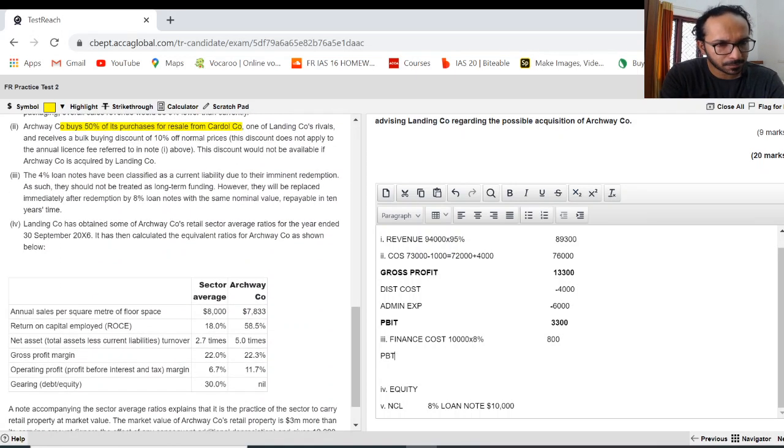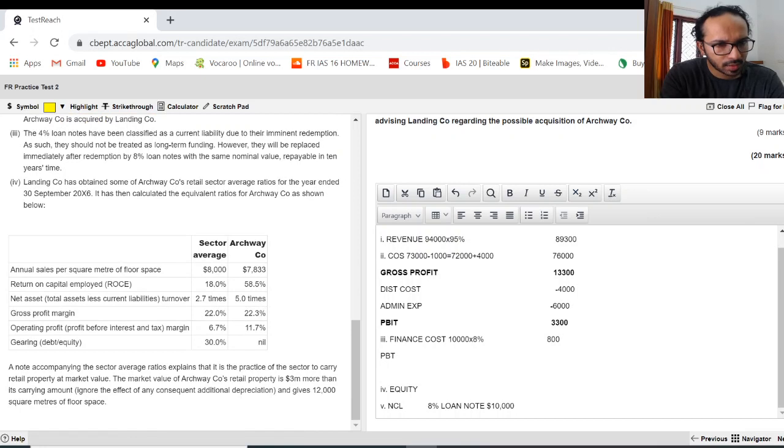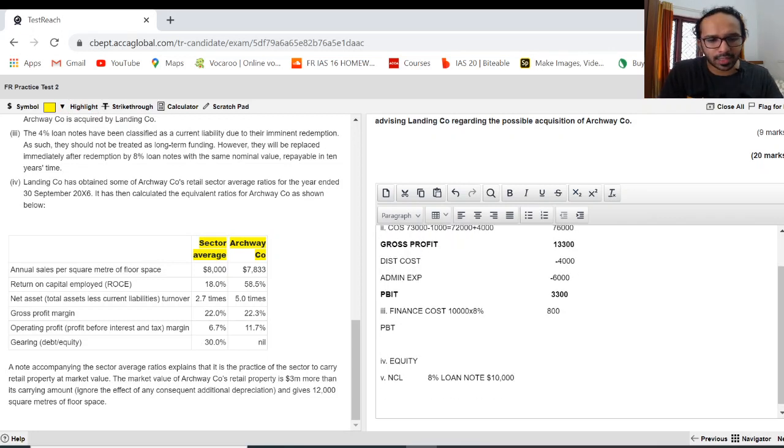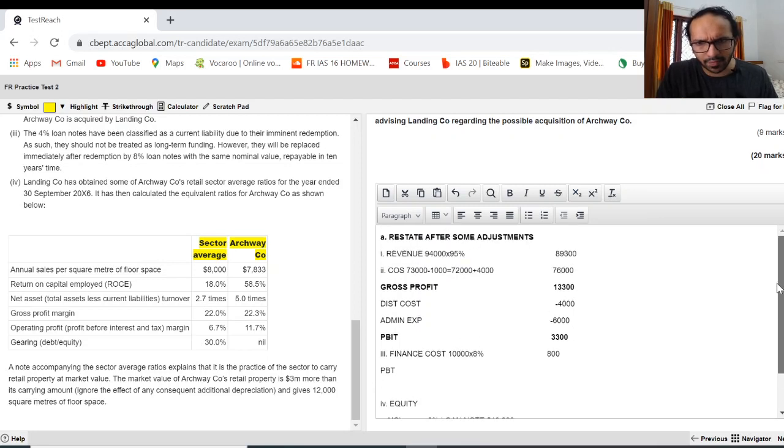Then Landing company has obtained... So the ratios are already calculated. The sector average is calculated. Archway company's existing ratio is also calculated. And in requirement B, we were asked to recalculate the Archway company ratios after the adjustments. We were asked to calculate this. We will do that. Definitely we will do that.